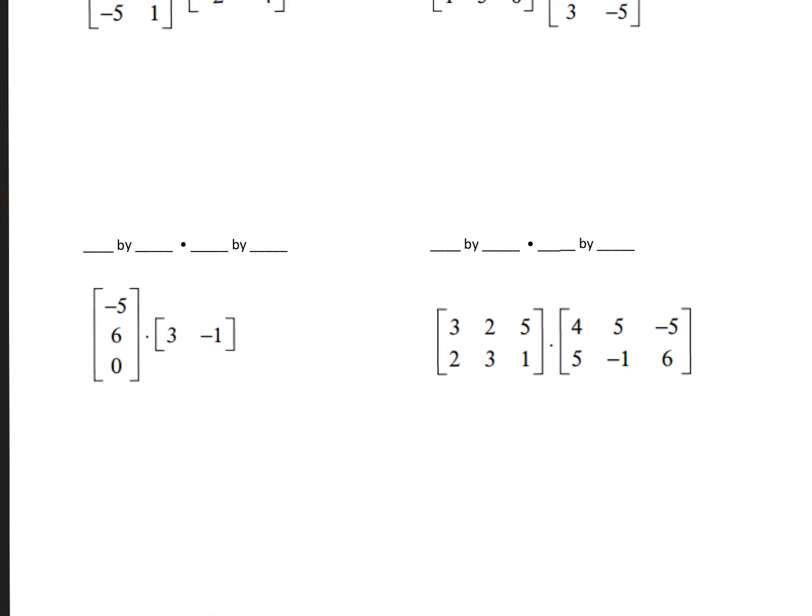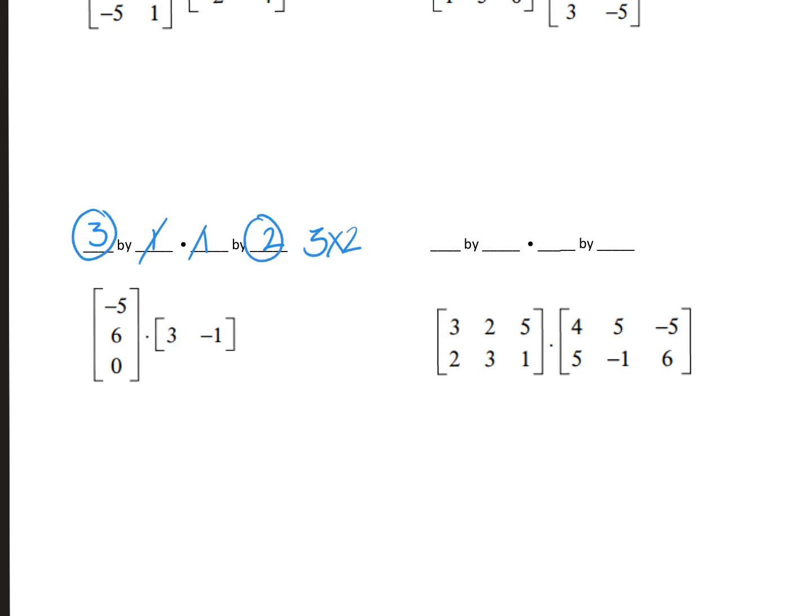So let's look at this one. This is a 3 rows by 1 column. So this is a 3 by 1. And this is a 1 row by 2 column. So that's going to work. These two again cross, so my final answer will be a 3 by 2 matrix.